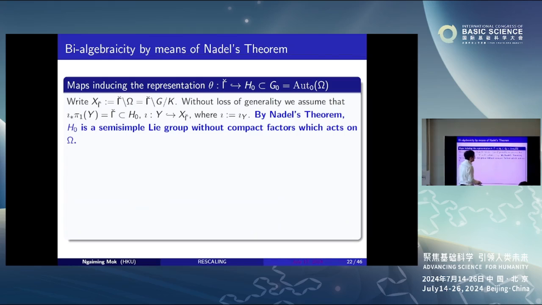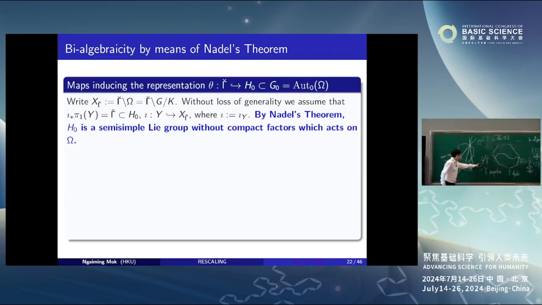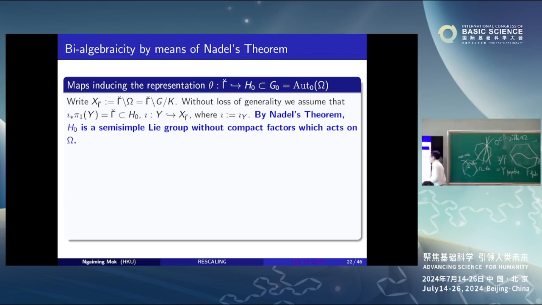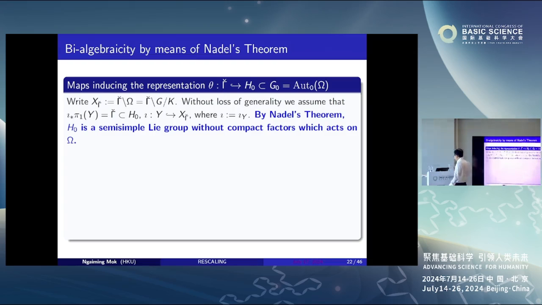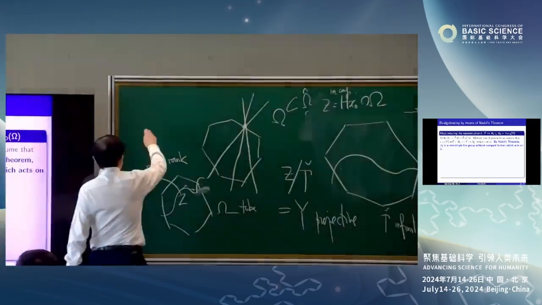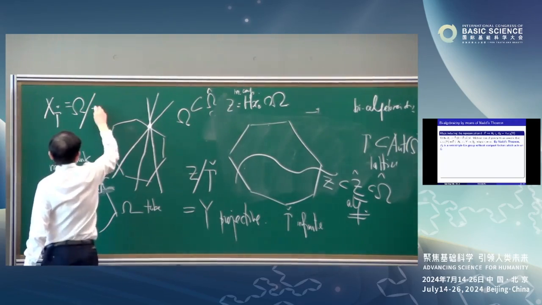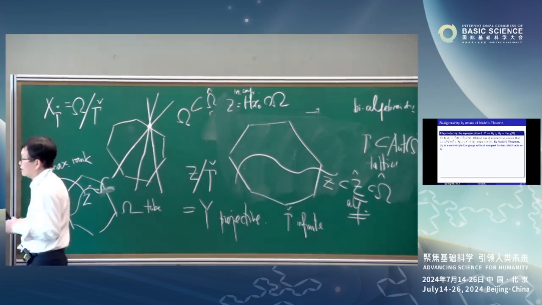Now, how does one prove the results of bialgebraicity of myself and Chen from Nadel's theorem? Well, the point is this. I have this Γ-check here, and I can also consider the quotient of Ω by Γ-check. Of course, this might have infinite volume, so you can take X_Γ-check to be Ω. Okay, so this might have infinite volume.